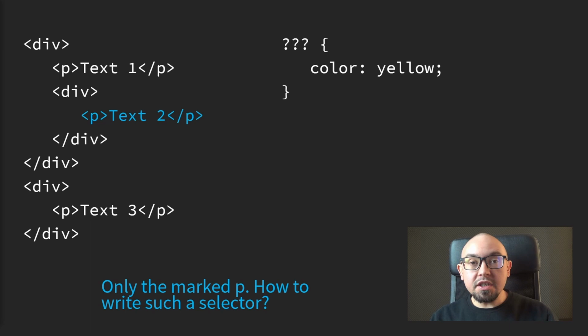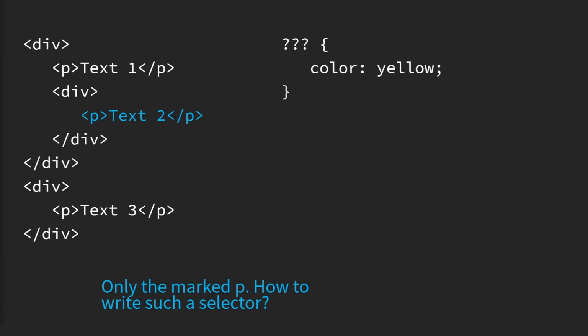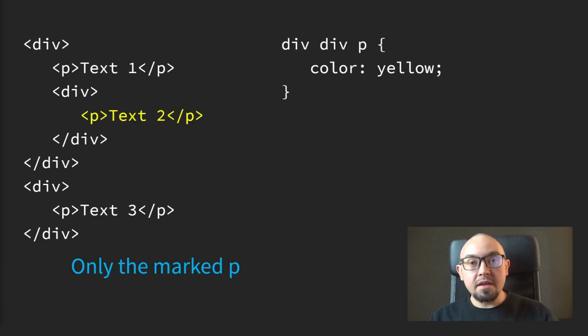Another task. We need to find a selector that will only apply to the marked p tag. I'm giving you a moment and here's the answer right away. This is the answer. Such a selector allows us to get exactly to that element. Take the p tag, that is a descendant of a div tag, that is a descendant of another div tag. So our p tag must be nested in two div tags. If you had used a greater than sign instead of a space, that would also work in this case, because you would refer to the child of this element, and as you know, the child is a direct descendant.